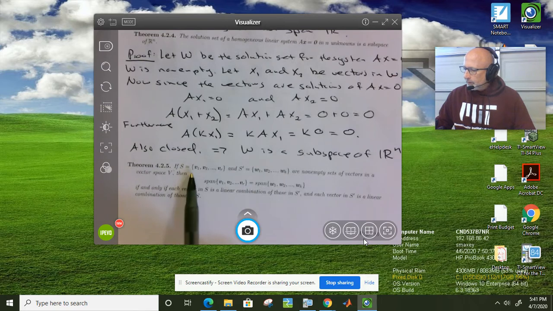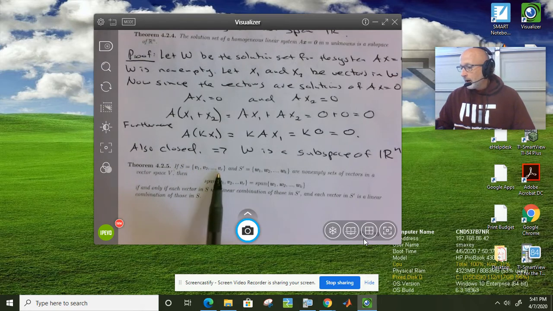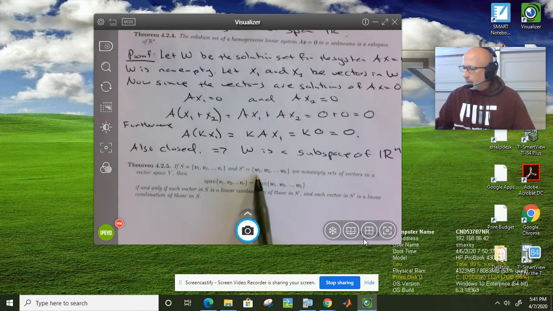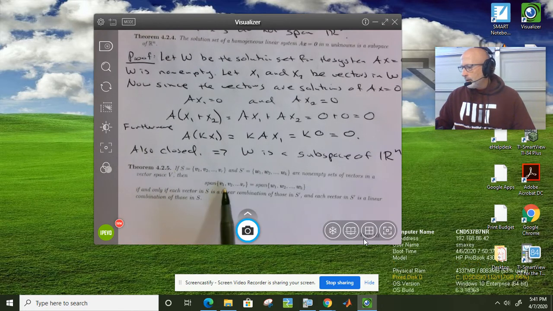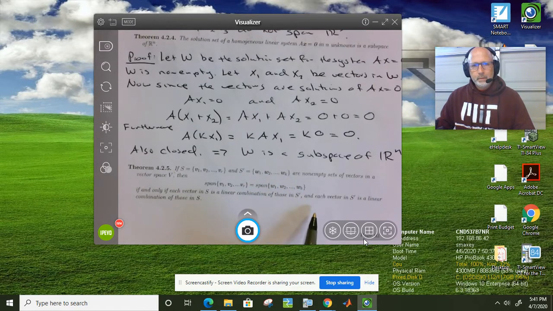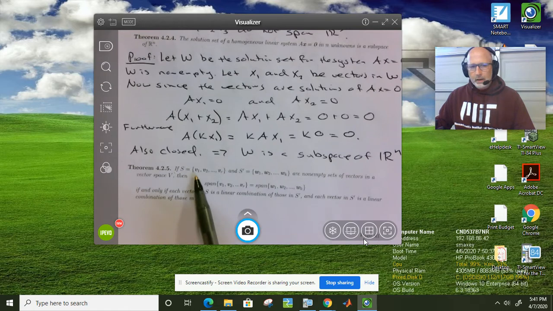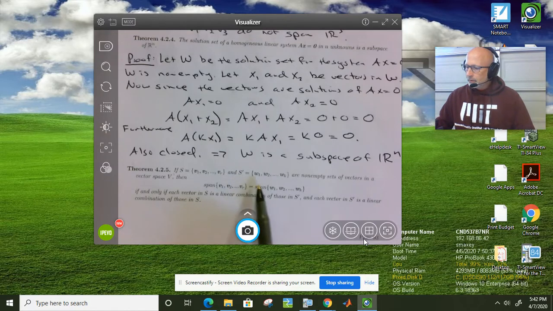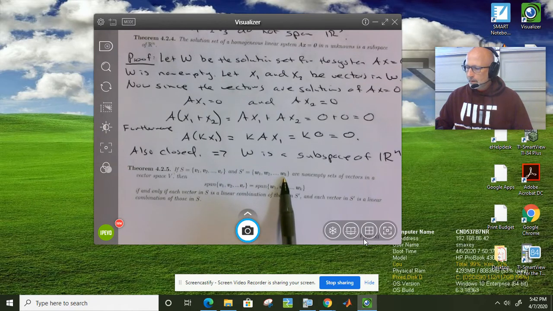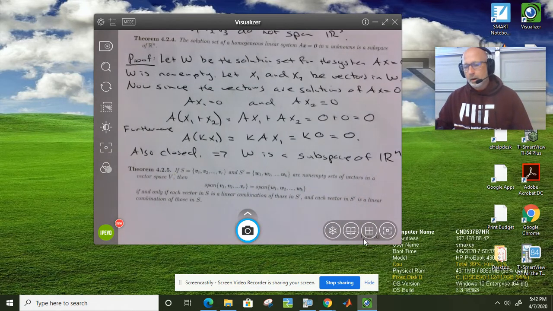Okay. So if S is the set of vectors v1, v2 all the way up to vr, and S prime is the set of vectors v1, v2 all the way up to vk, so notice that these are not the same. There are non-empty sets of vectors in a vector space V. Then the span of v1 to vr is equal to the span of v1 up to vk. Let's go over this again. So S is a set of vectors v1 up to vr. Okay. S prime is the set of vectors from v1 up to vk. And these are non-empty sets of vectors in a vector space V, so they belong in there.